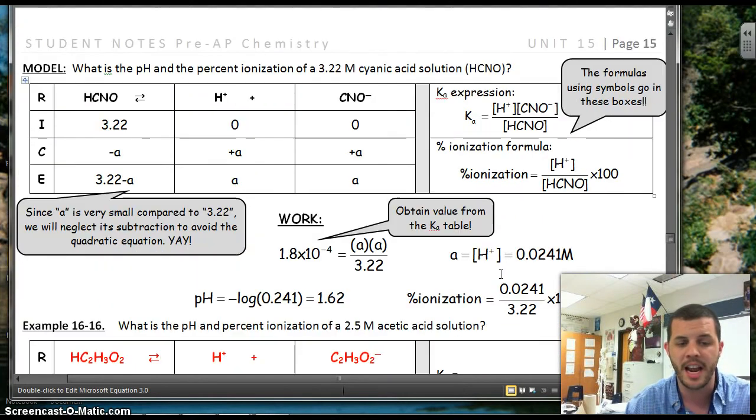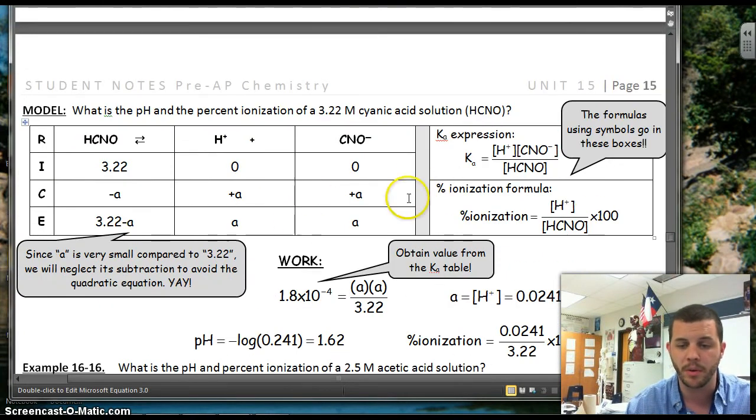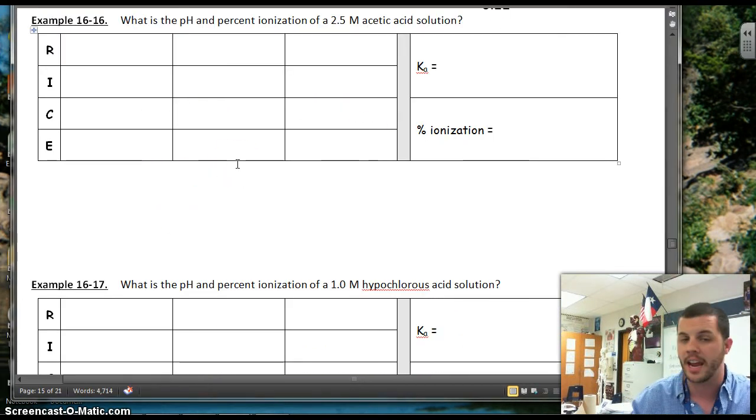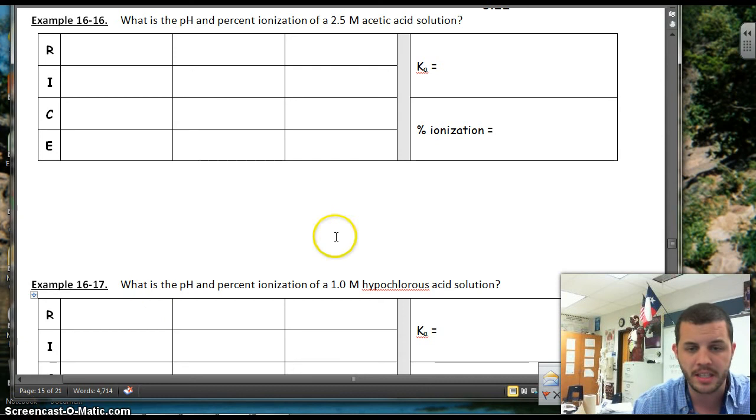Now, here is a problem that you can do in your own notes, if you'd like, or at least to reference. We're going to take a look at this problem. It says, what's the pH and the percent ionization of a 2.5 molar acetic acid solution? So what we need to do now is write out our reaction.